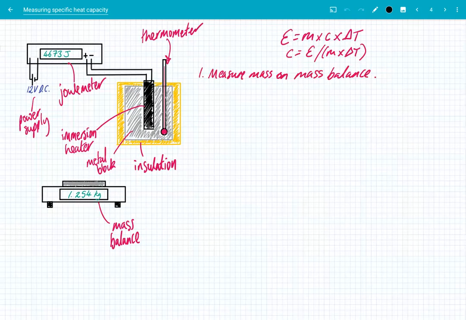Step 1, we're going to use our mass balance. And before we begin anything, we're going to put our metal block on this mass balance and we're going to measure the mass on the mass balance. We're going to do that in kilograms.